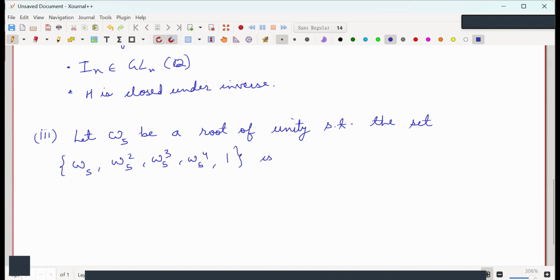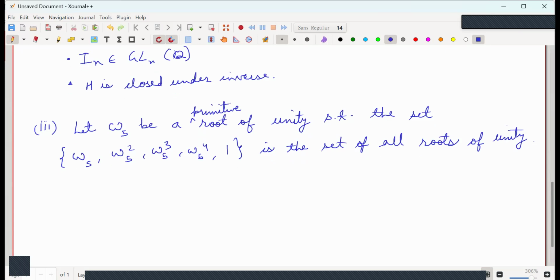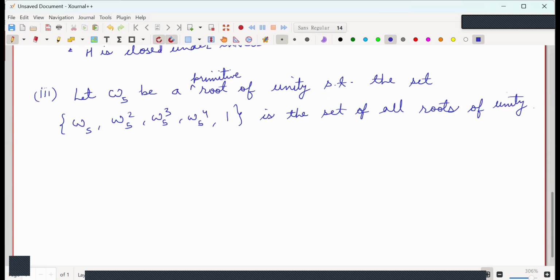is the complete set of all fifth roots of unity. So it's a primitive root which generates all roots. Maybe I can write primitive root if you understand that term better. For example, if you have a primitive fifth root, I should write primitive fifth root of unity. Okay.